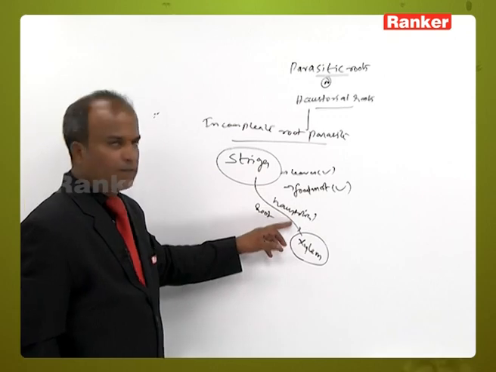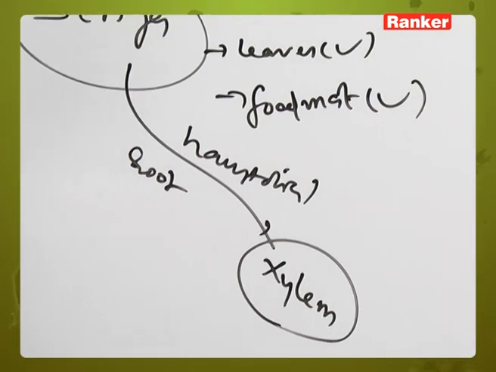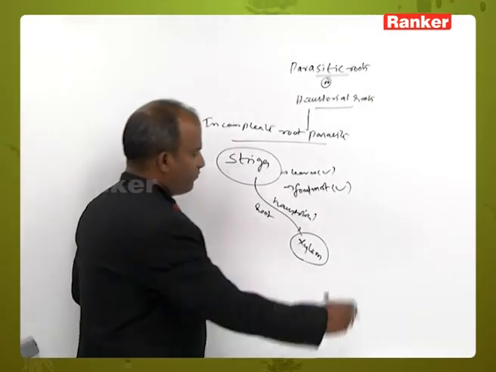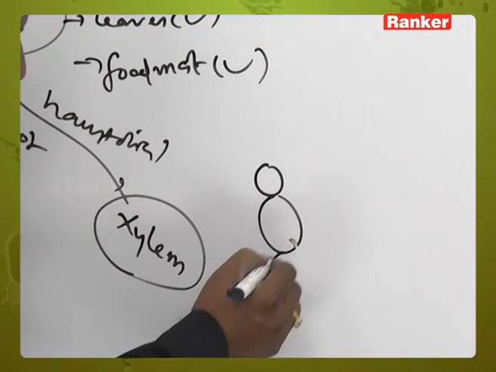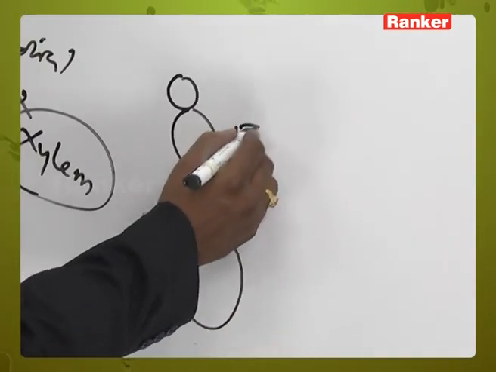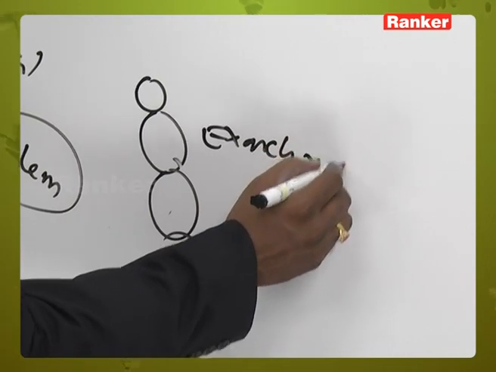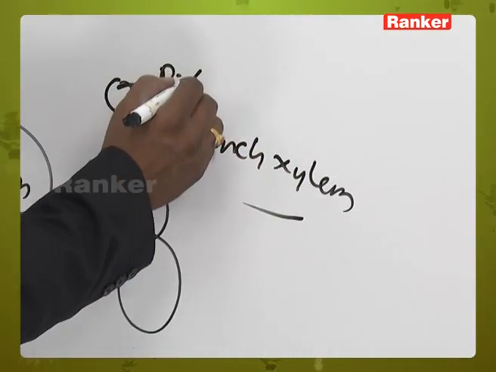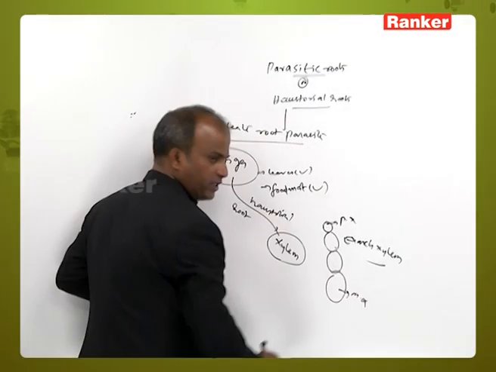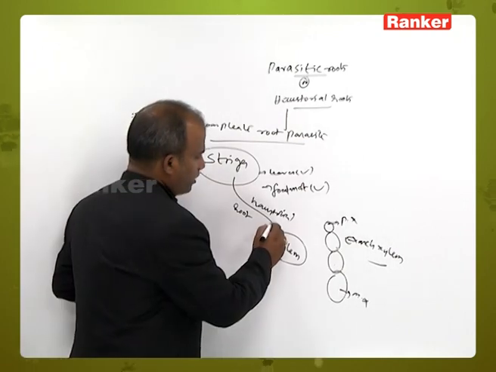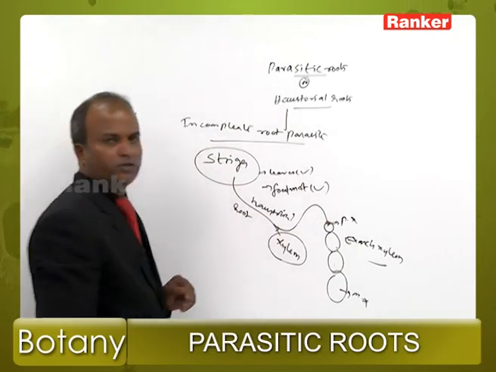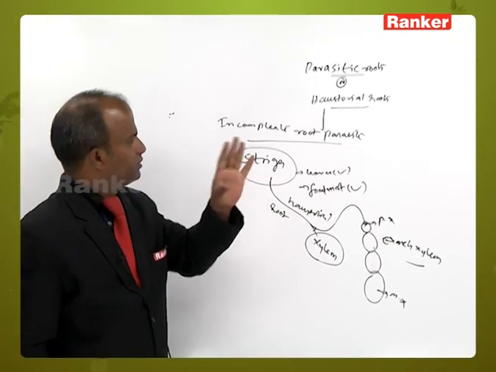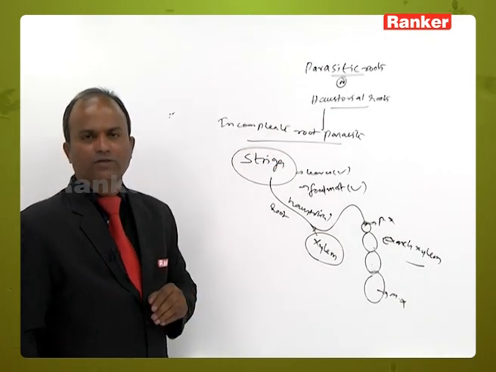Now, do the haustorial roots penetrate into protoxylem or metaxylem? It always enters into protoxylem. Why? Because here also it shows exarch xylem, that means protoxylem towards the periphery and metaxylem towards the center. That means haustorial roots first penetrate into the protoxylem of the host in order to absorb water and minerals only. This is about incomplete root parasite.